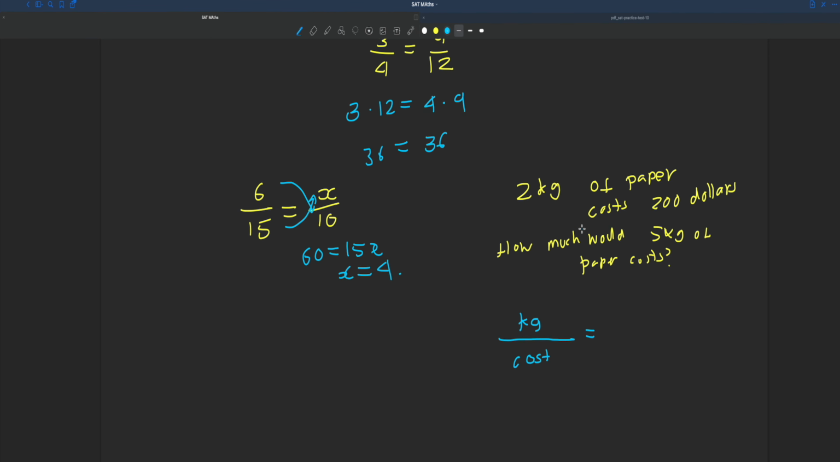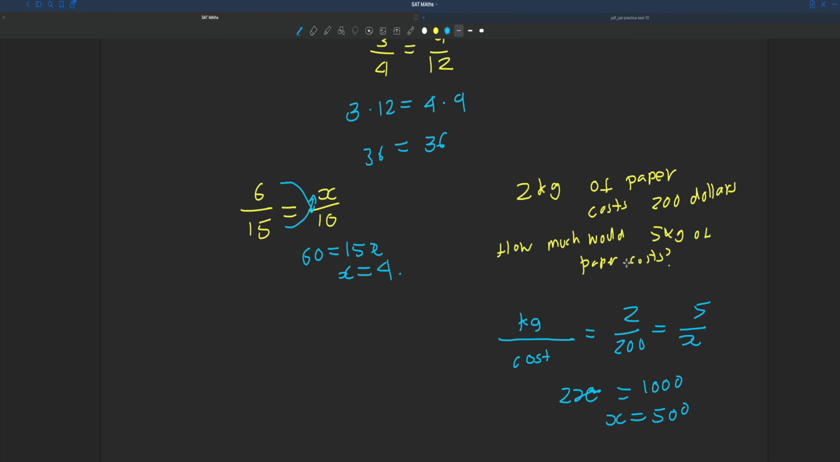So therefore, we can write this into this format, which will give us 2 over 200 equal to 5 over x. And we're solving for x, so we can just cross multiply, which will give us 2x equals 1000. And this will give us x equals 500. So therefore, 5 kilograms of paper would cost $500.